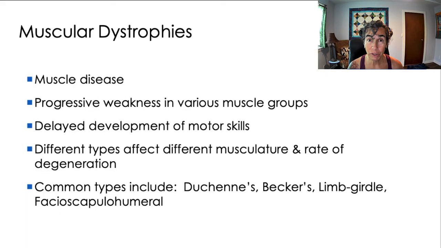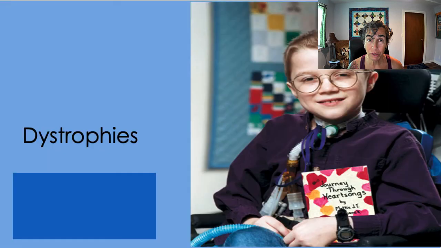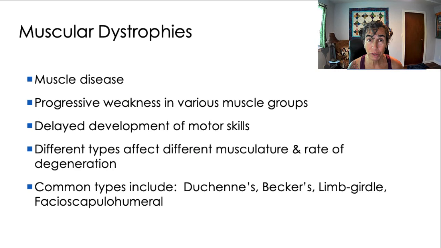With regard to dystrophies, muscular dystrophies are a muscle disease. It's progressive weakness in various muscle groups. There's delayed development of motor skills. And different types, which we're going to go over in a minute, affect different parts of the body, and there's different rates of degeneration. Common types include Duchenne's, Becker's, limb-girdle, and fascioscapulohumeral.